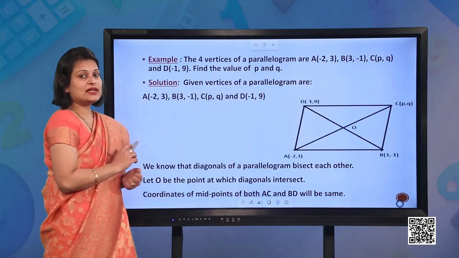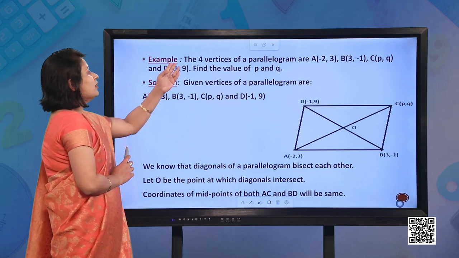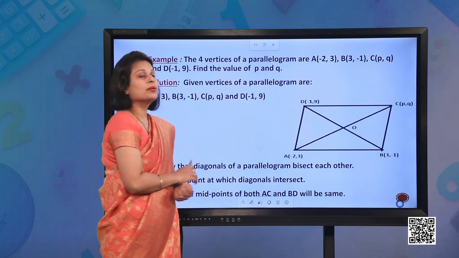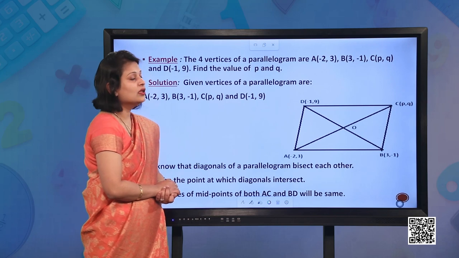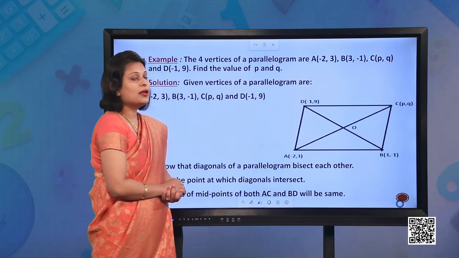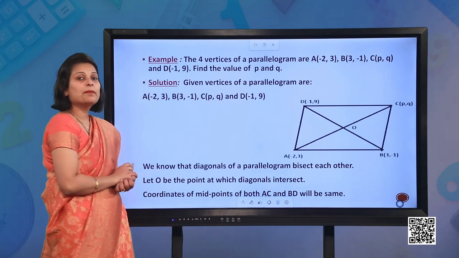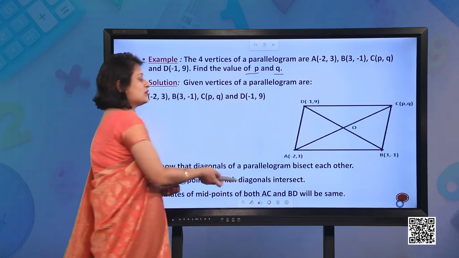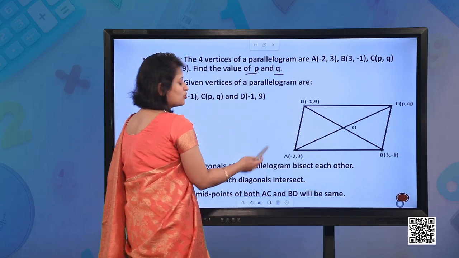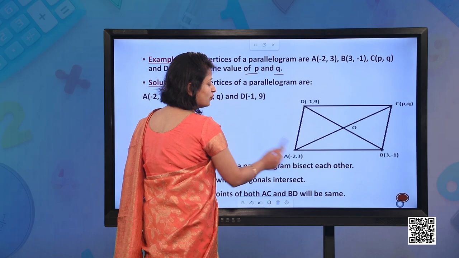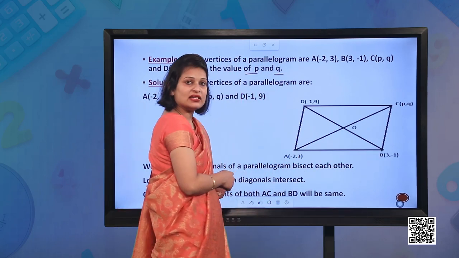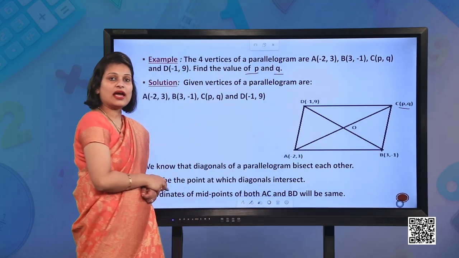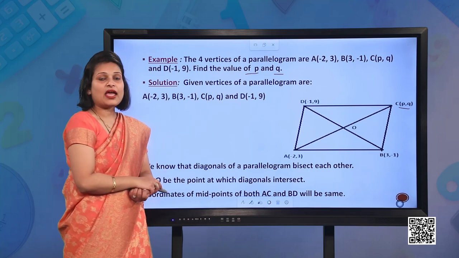Now, let's understand it with the help of an example. The four vertices of a parallelogram are A(minus 2, 3), B(3, minus 1), C(p, q) and D(minus 1, 9). Find the value of p and q. Now, since we have a parallelogram ABCD whose vertices are given, A as (minus 2, 3), B as (3, minus 1), C as (p, q) and D as (minus 1, 9), we need to find out the value of p and q.